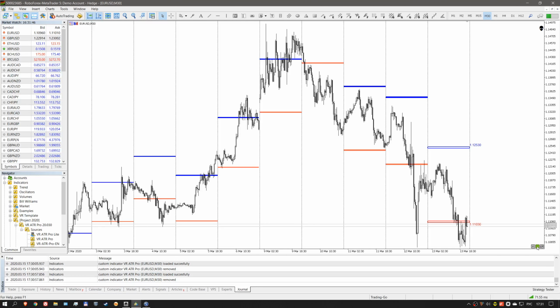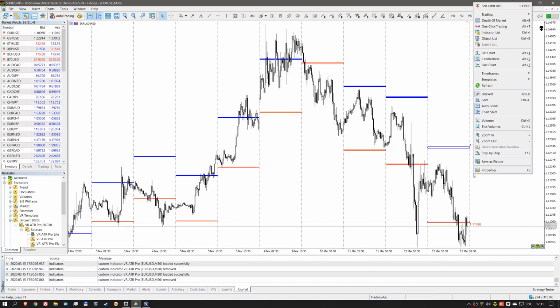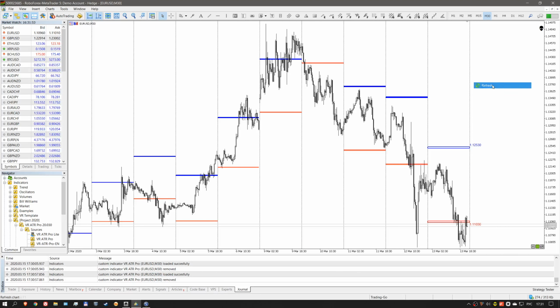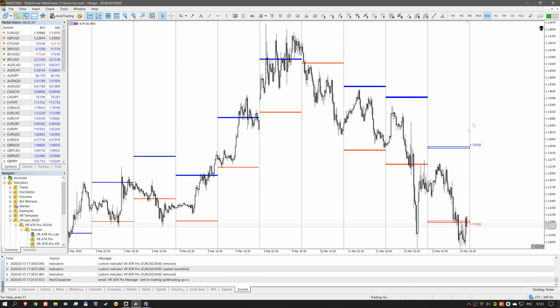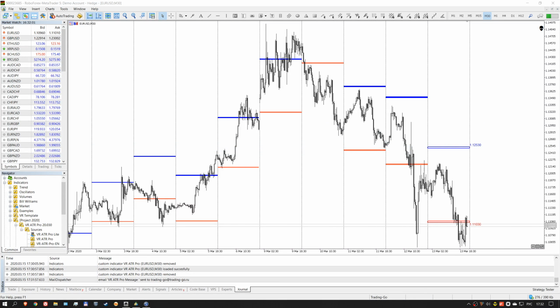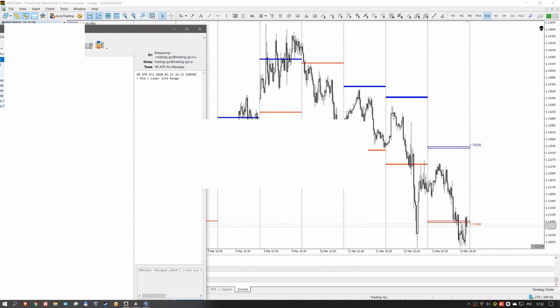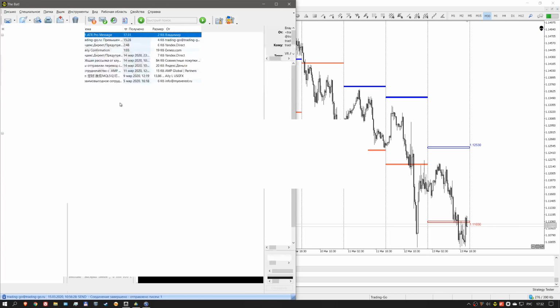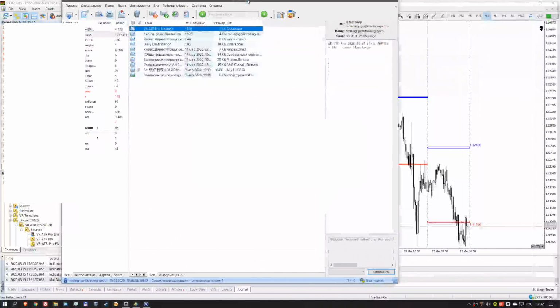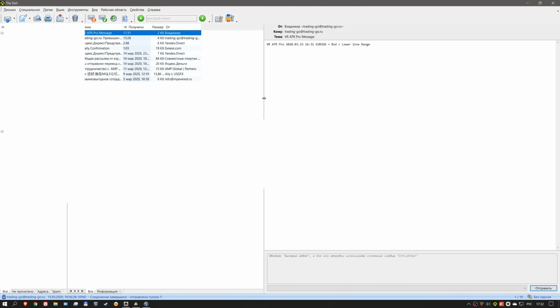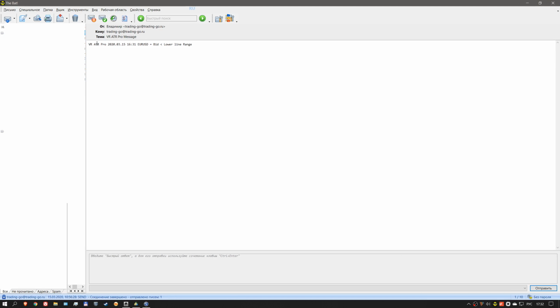The next button is for email. The notification will be sent to your email address. This email will let you know that the price has reached one of the set levels. Let me show it to you. Here you see I've got an email saying that the price has reached one of the set levels. In this case, the lower one.